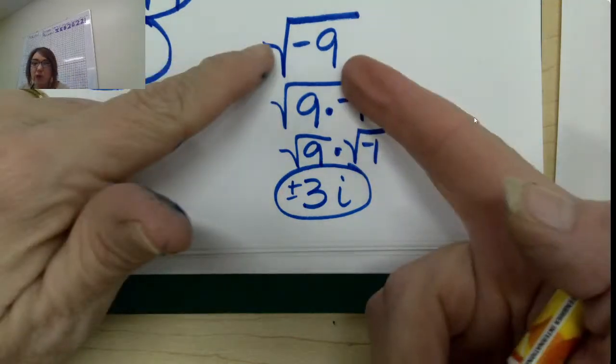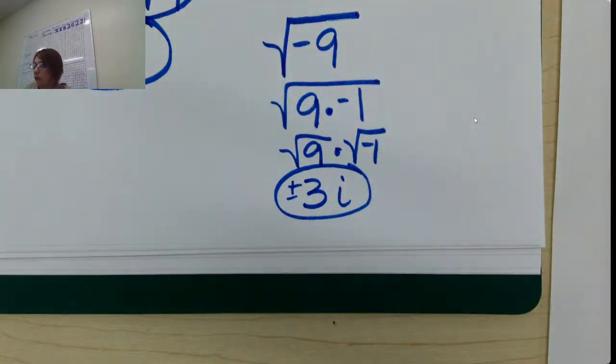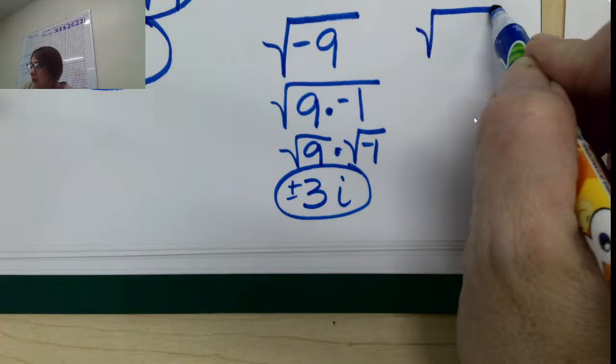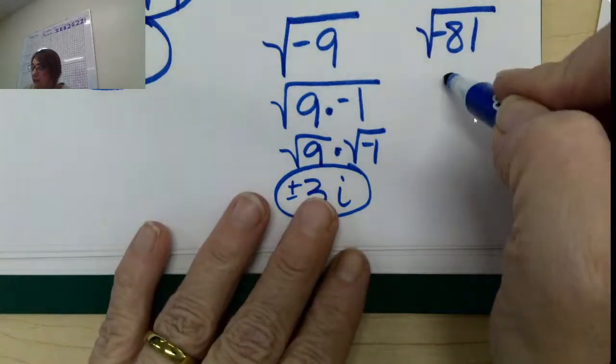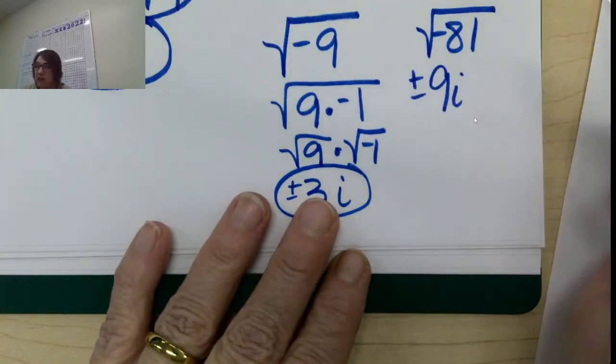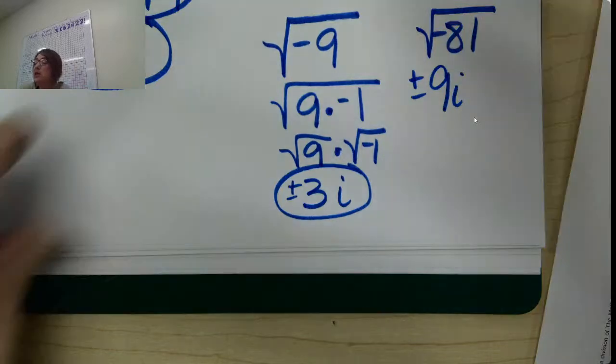Now, do we have to go through all of these steps? No, of course not. Let's say we have the square root of negative 81. You know the negative is going to be the i part. And then the 81, what's the square root of that? So we know it's actually positive or negative 9i, right? Okay. Are we good on this part? Okay. All right.